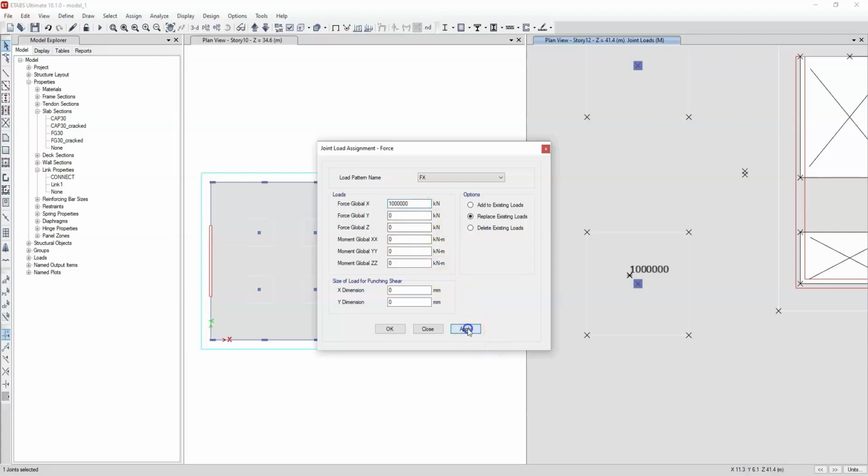We are going to use the same value, we already have it memorized, which is 1 times 10 to the power of 6. And this value is going to be applied in all three directions. And we have forces in the three directions.